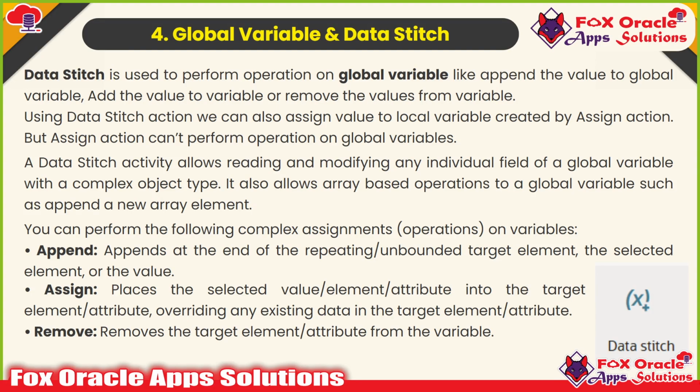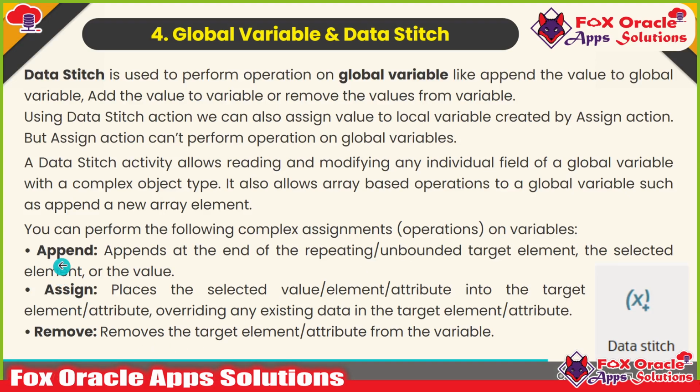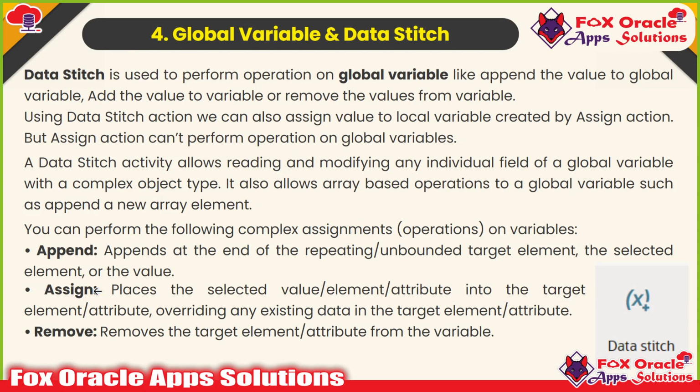So, operation wise, I told you that for a global variable we can perform three operations. We can perform append operations to add multiple values to the global variable. We can use assign operations, using data stitch to update the value of that variable so that the previous value will be overridden by the latest value. And we can use the remove action of data stitch so that we can delete specific values from that global variable.